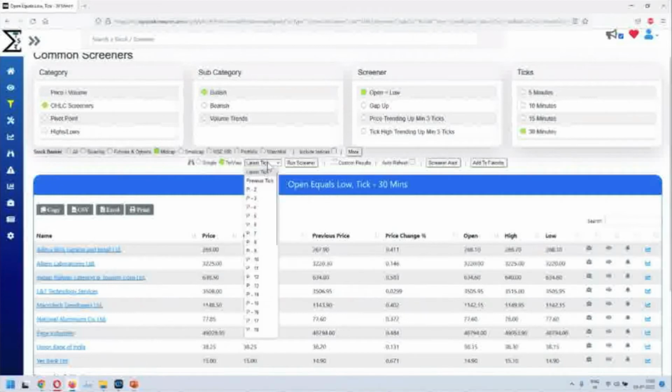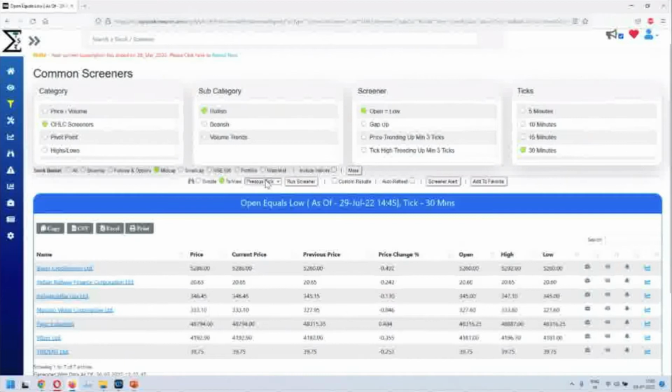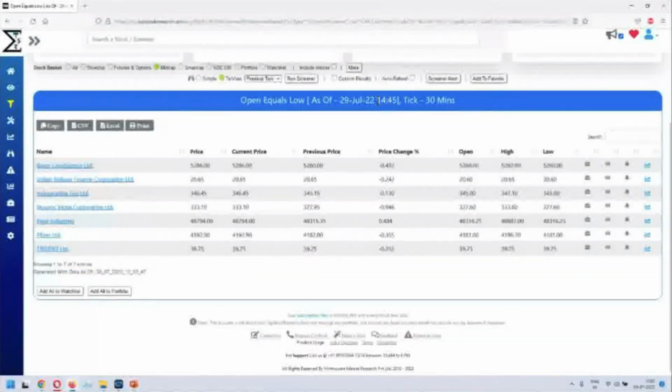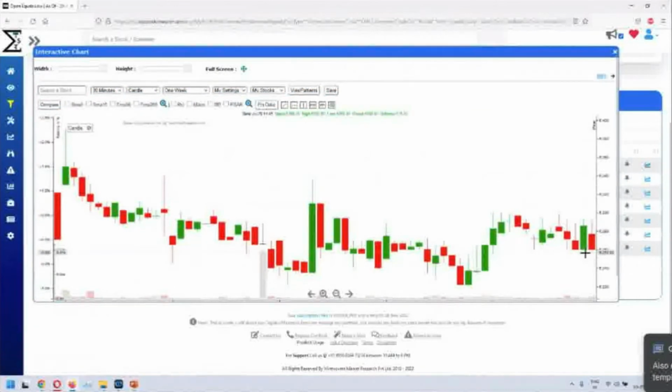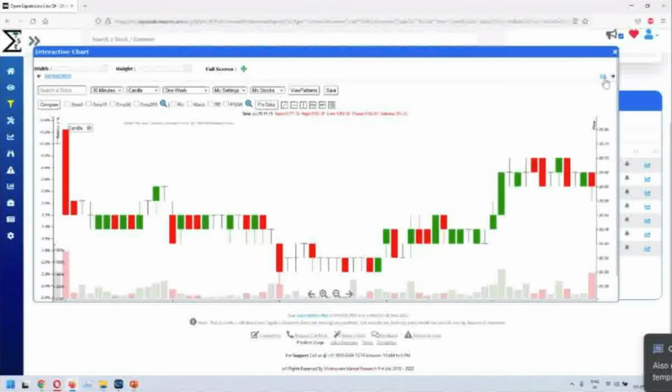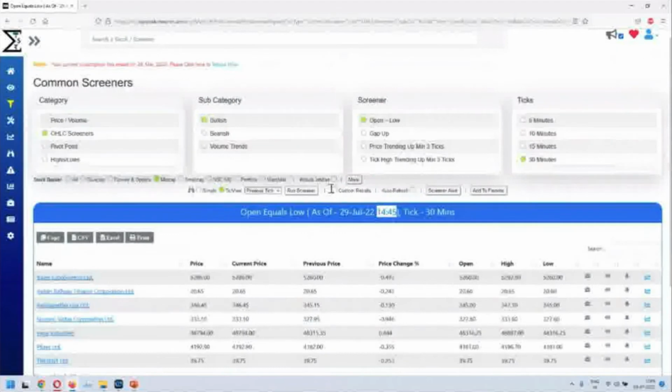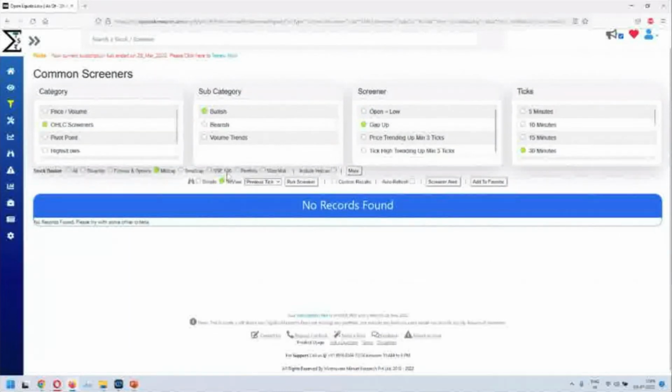So if you are looking at the previous tick where open is equal to low, this is the 14:45 tick. So in the previous tick, open is equal to low. This is how you can go into the previous ticks to find out what has happened when this pattern is formed. Should you have confidence in this or not? For example, gap up. Okay, no records. Gap up is a little more difficult to find, especially in the intraday period.